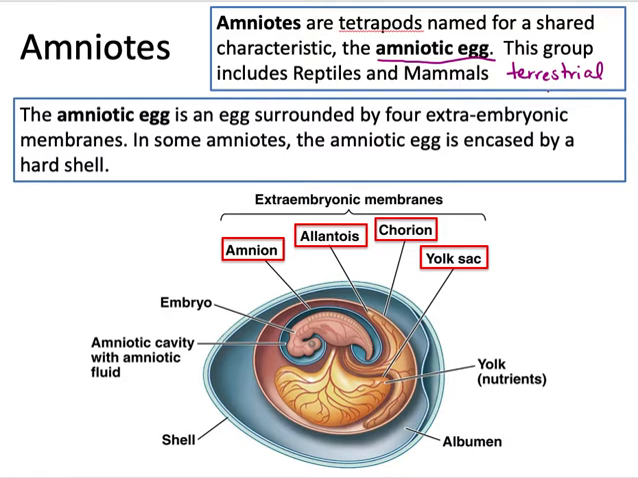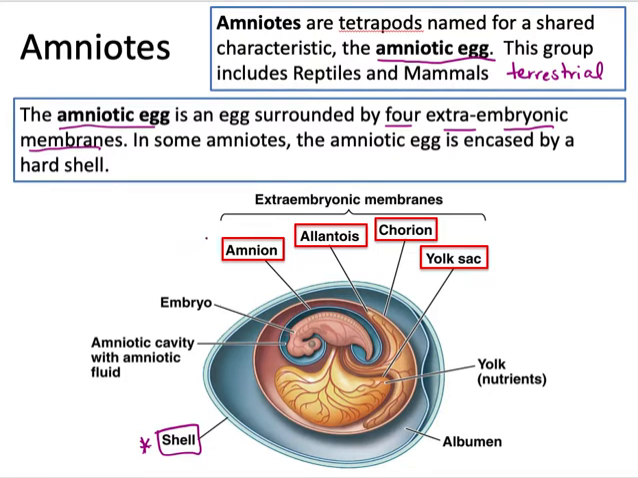One of the main features that makes it terrestrial adapted is that it has a shell. So that's a key feature. Another feature of this amniotic egg is that they have 4 extra embryonic membranes. So what that means is here's the embryo right here developing within the egg, and we have 4 membranes surrounding that embryo and fluid within that membrane space.